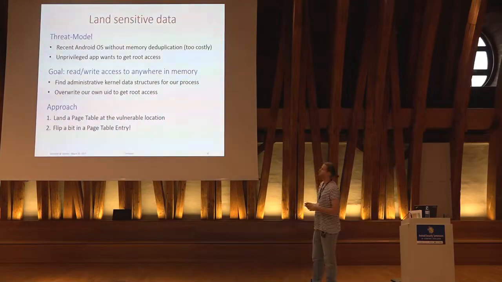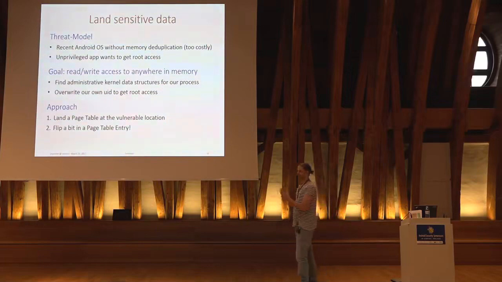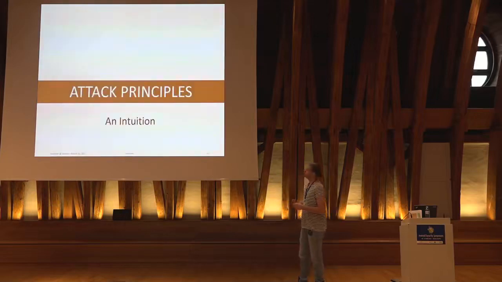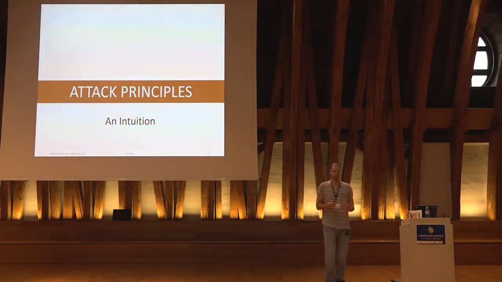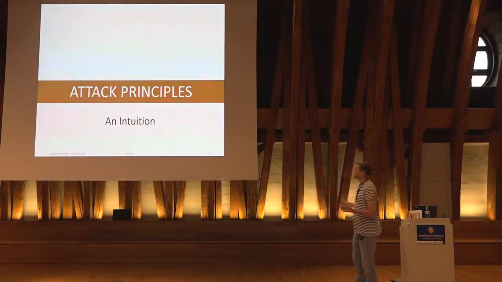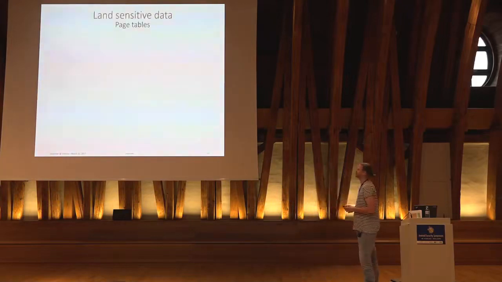So what are we going to do? We're going to land a page table at a location that is vulnerable to Drammer, and then we're going to flip a bit in a page table entry. So the principles of the Drammer attack. I'm not going to give you the full details, but just an intuition.